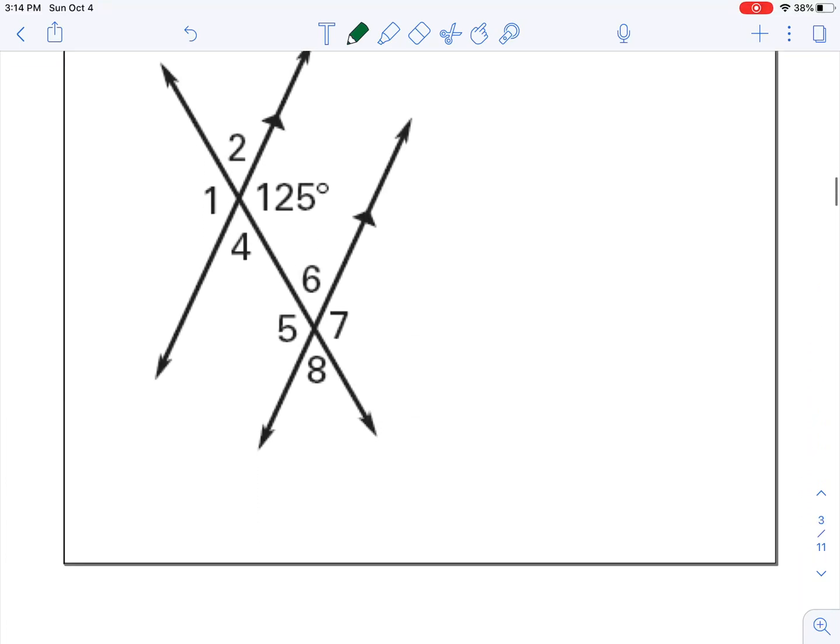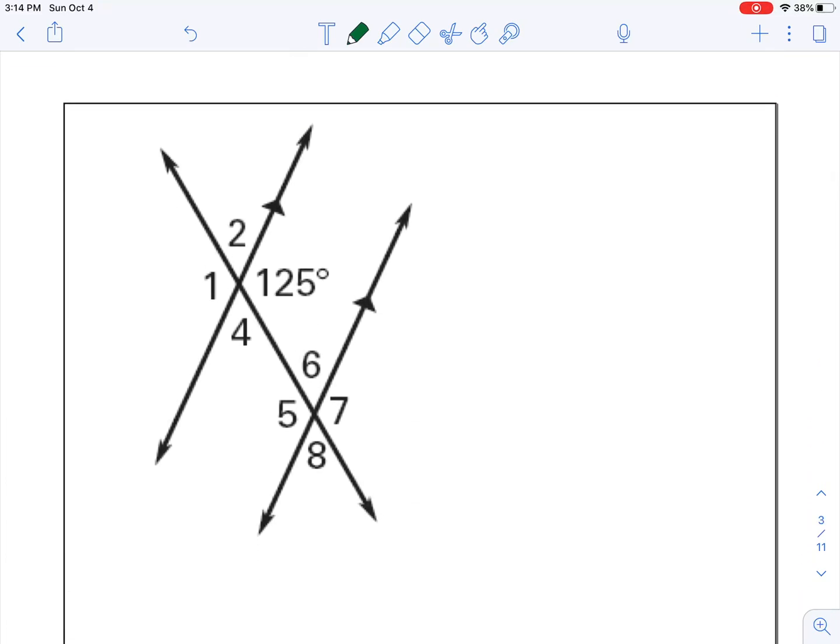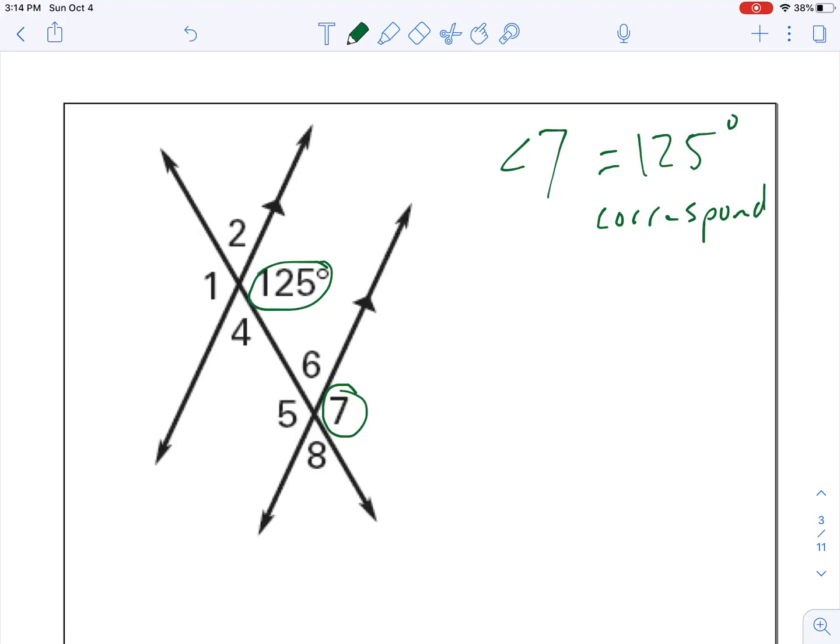In example 1, it says the measure of 3 of the numbered angles are going to be 125 degrees. Identify the angles and explain your reasoning. Well, the first one that we can pick out, just because we just went over it, that 125 degrees and angle 7 are corresponding angles. So angle 7 will have to be 125 degrees because it was corresponding to the 125 degrees.